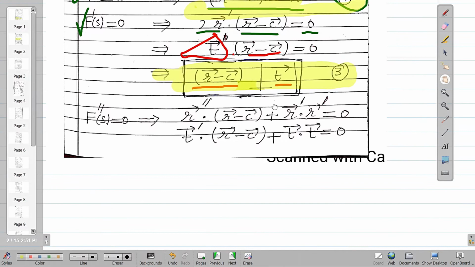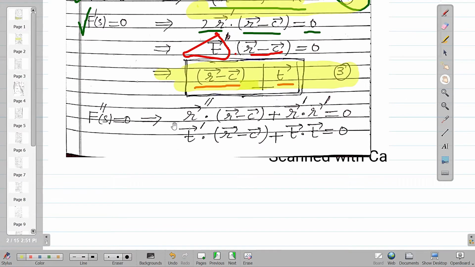Now, what about the next derivative? Again differentiate this equation with respect to s. We get r double dash dot product r minus c, plus r dash dot product r dash, equal to 0. Here r double dash means t dash, and r minus c means r vector minus c vector. And t dot t becomes 1.